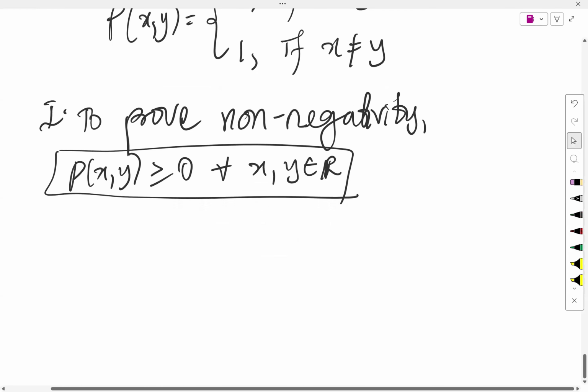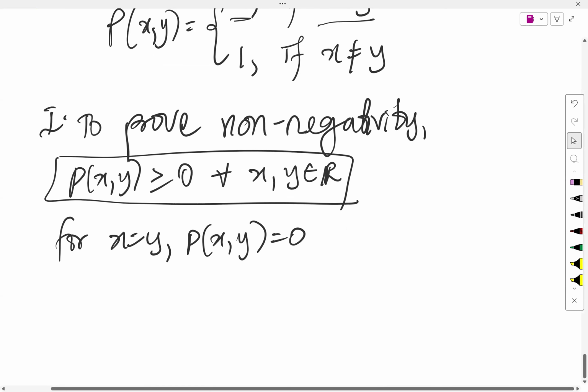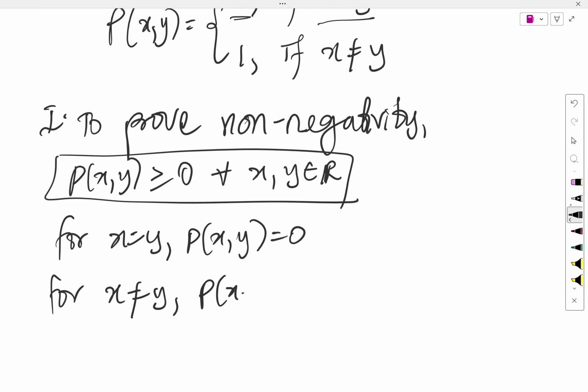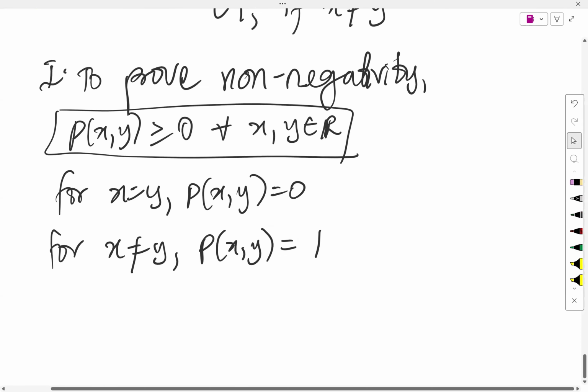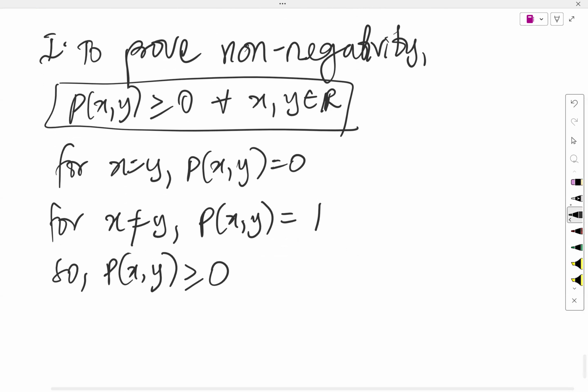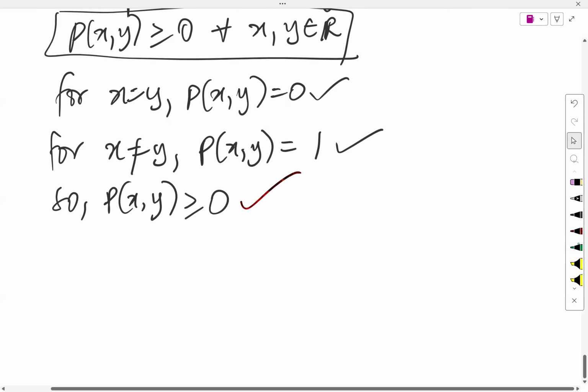So to prove non-negativity, we already know that for x equals y, from the function, P of x y is equal to 0. And we know also that for x not equal to y, P of x y is equal to 1. So if that is the case, then we can say that P of x y is always greater than or equal to 0. If it is 1, it's greater than 0. If it is 0, then it is equal to 0. So this is the proof for non-negativity. Very intuitive.